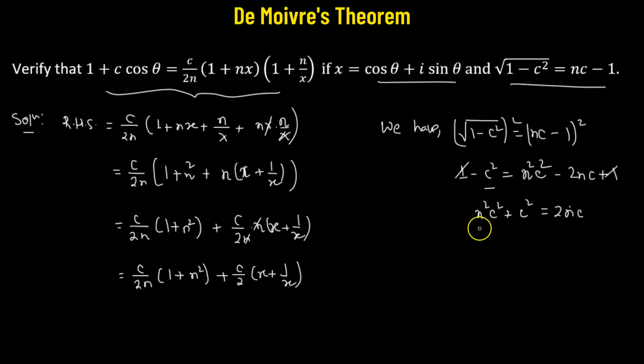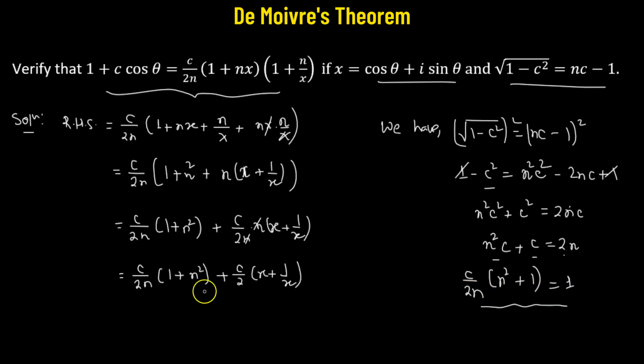So we can divide both sides by c. We'll have n squared c plus c equals 2n. Now we'll take c as the common factor from the two terms and divide by 2n, which should give us c over 2n multiplied by n squared plus 1 equals 1. So here we have obtained that this value is actually equal to 1. That means we have 1 added to c over 2 multiplied by x plus 1 over x.